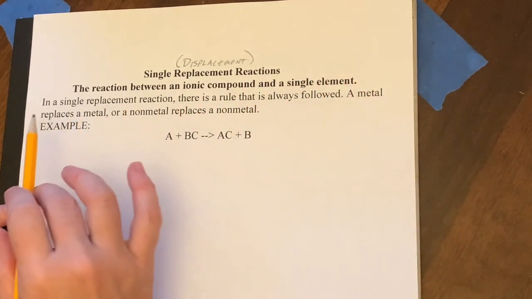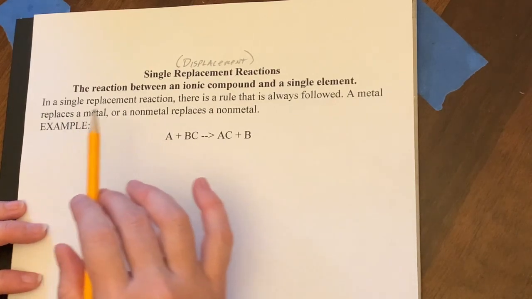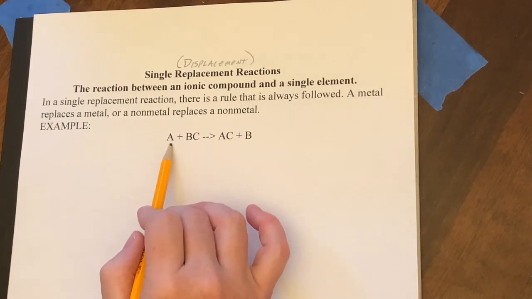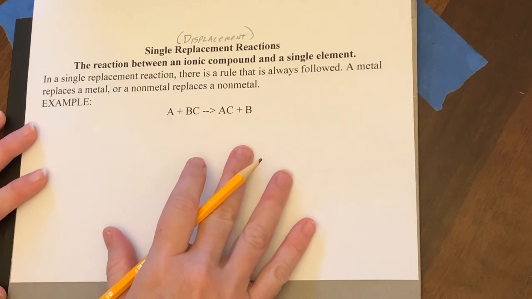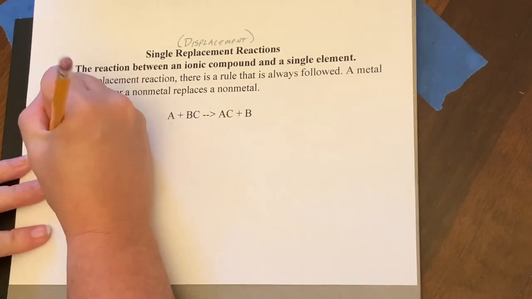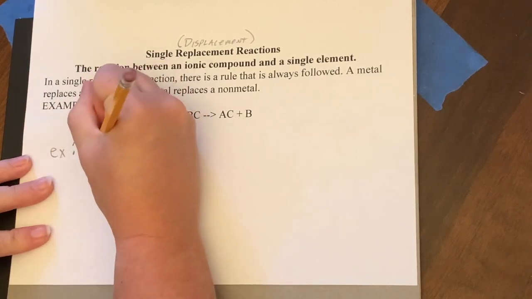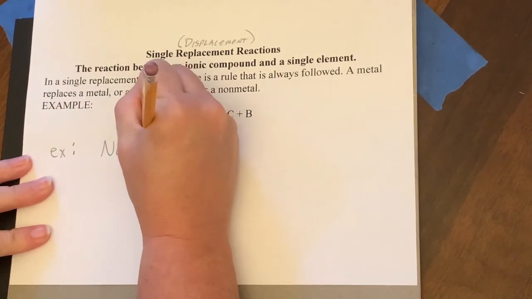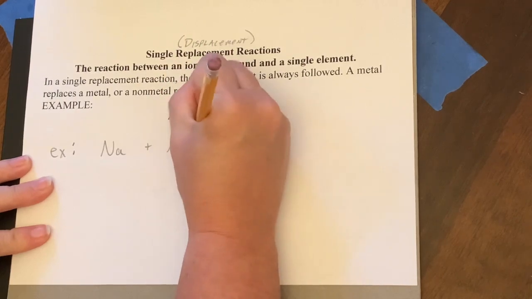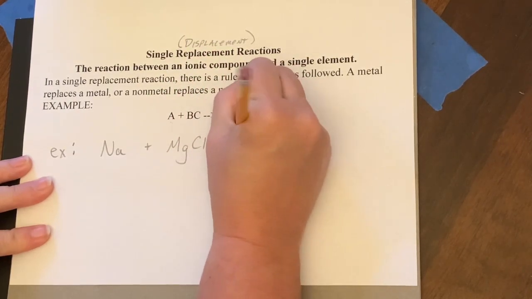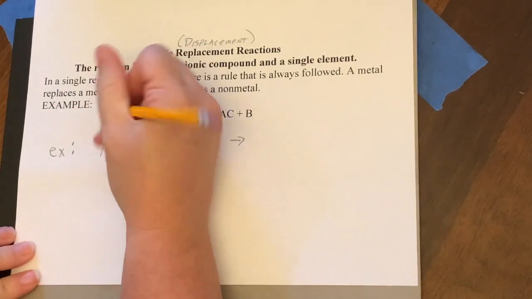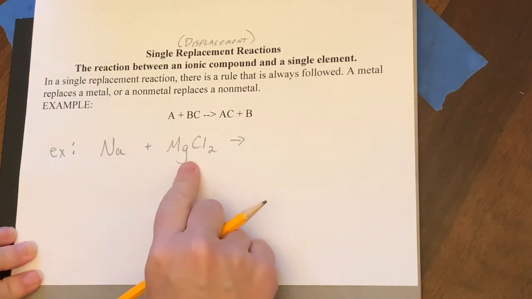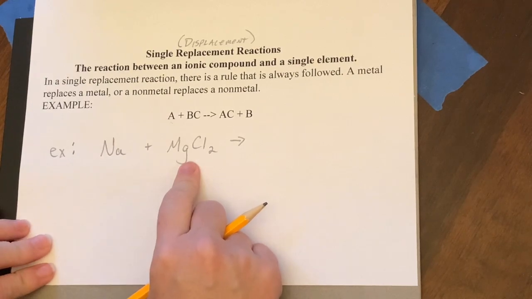In single replacement, there's always a rule. A metal is going to replace a metal, or if your single element is a non-metal, it's going to replace the non-metal. So let's look at some examples. Okay, let's start with sodium plus magnesium chloride. I know this is a single replacement because I have a single element, sodium, and I have an ionic compound, magnesium chloride.